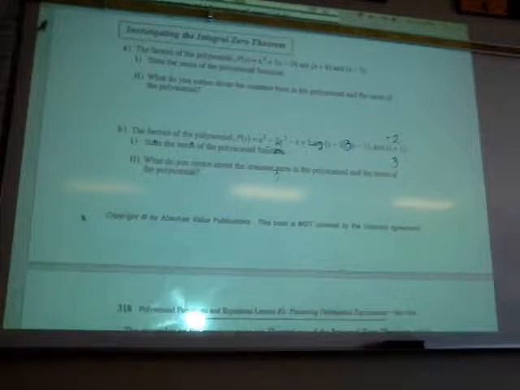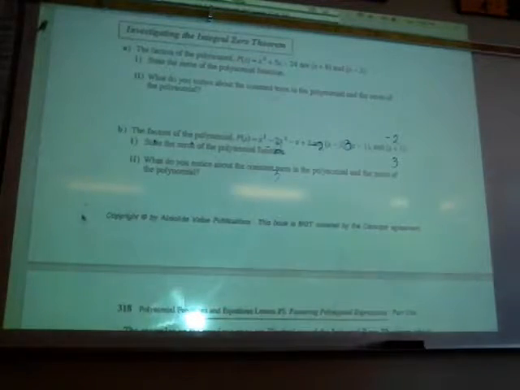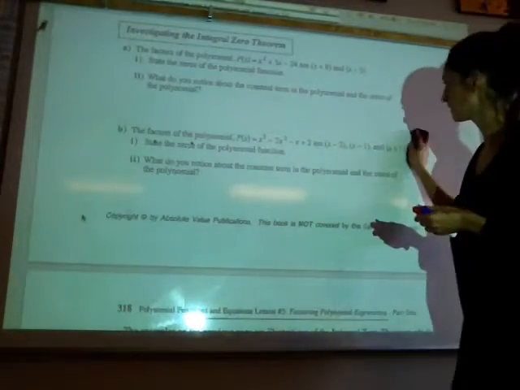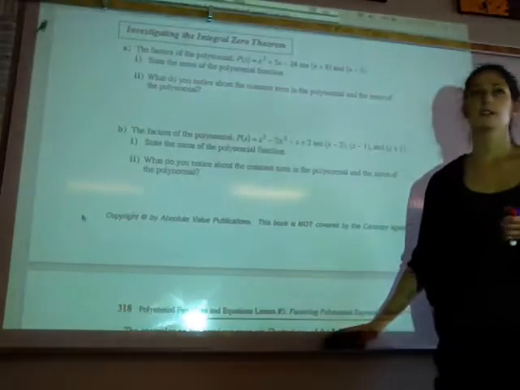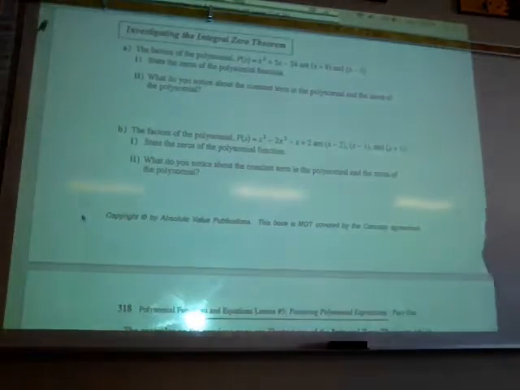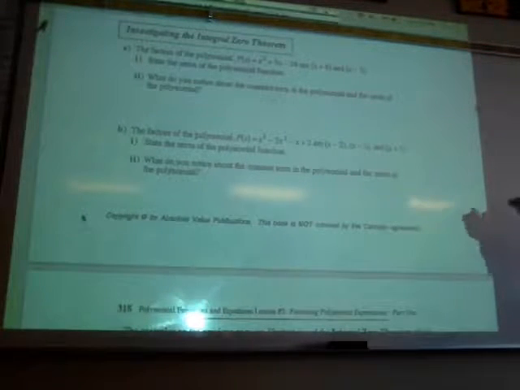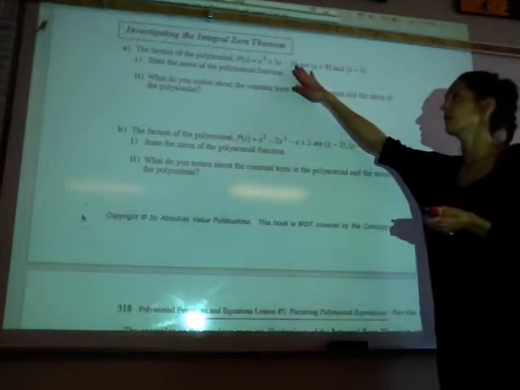So this lesson is basically looking at how to factor polynomials. And this first part here is going to help us develop skills to figure out which will be our first factor, which will be our first zero from the polynomial. So we're going to start basic just with a parabola.